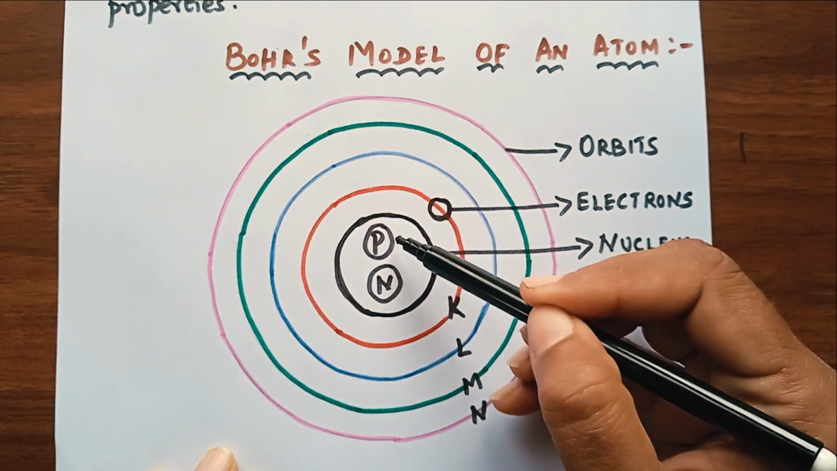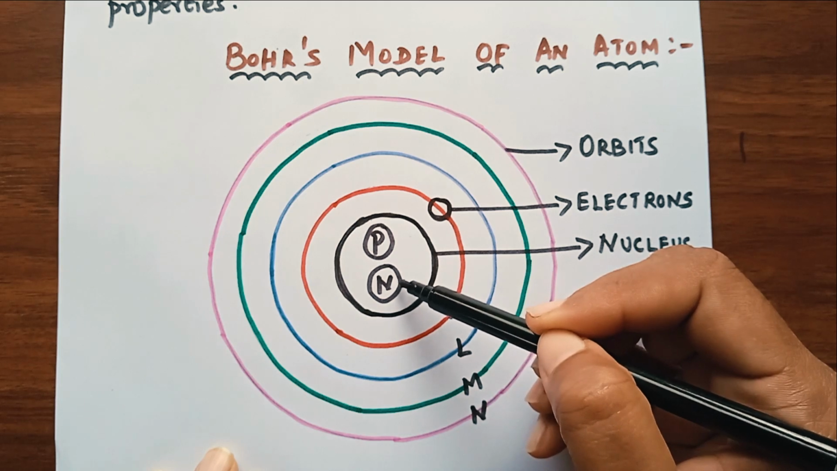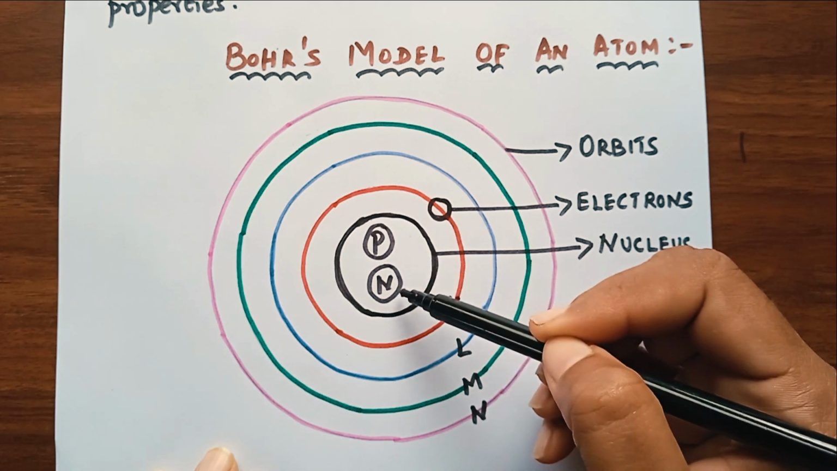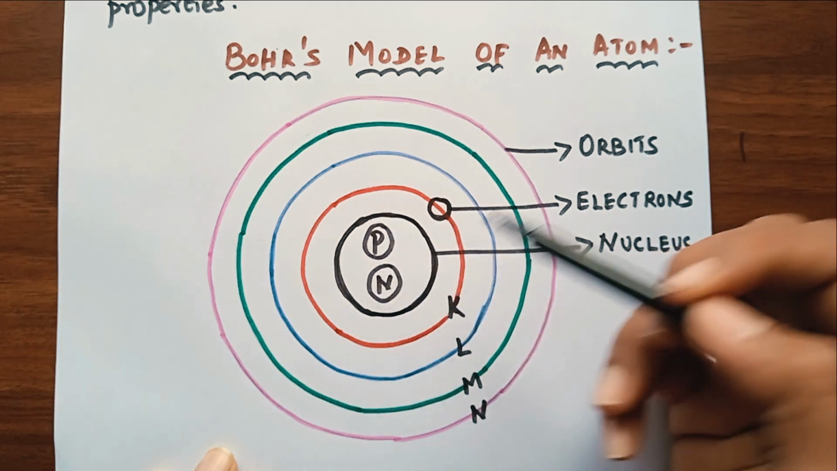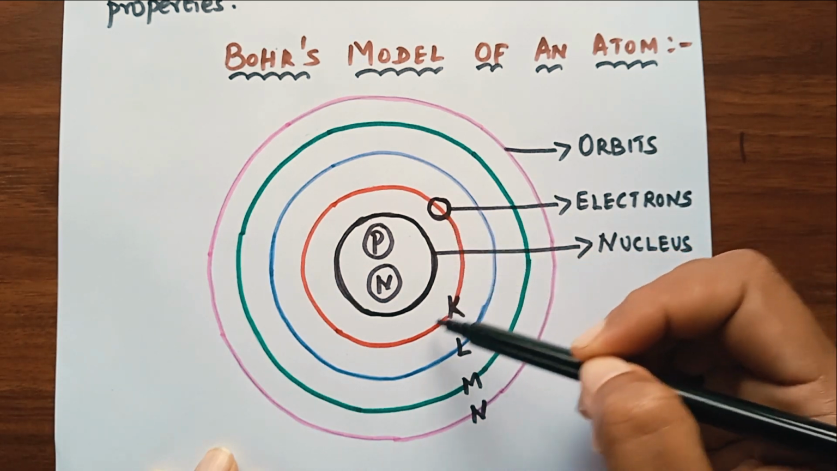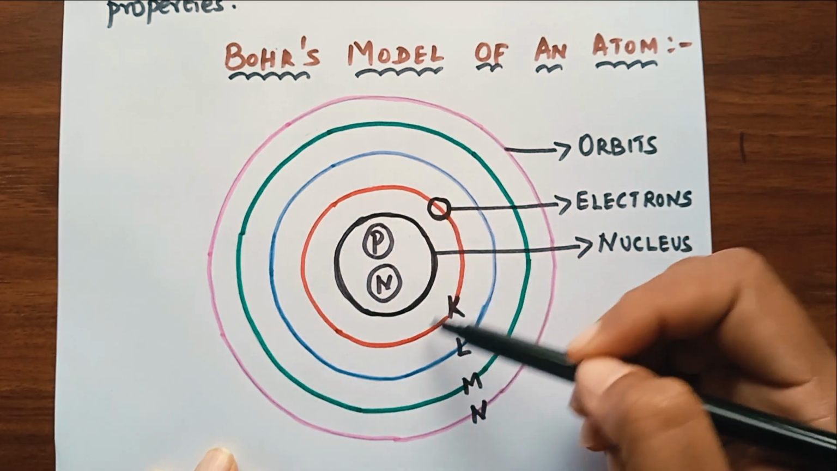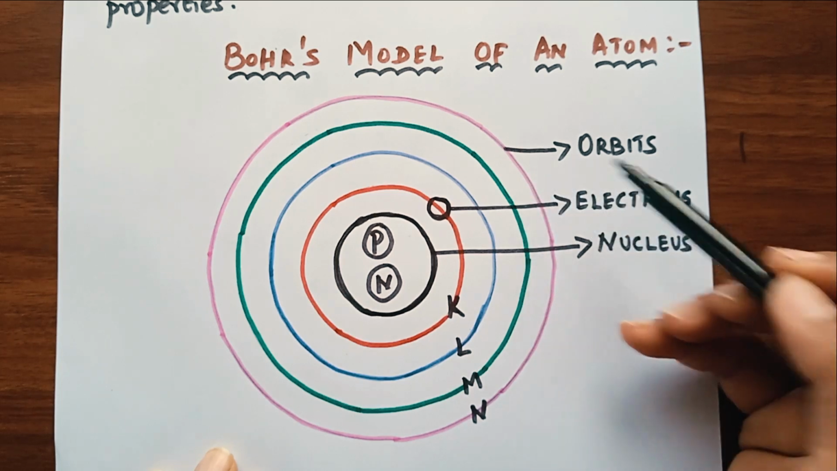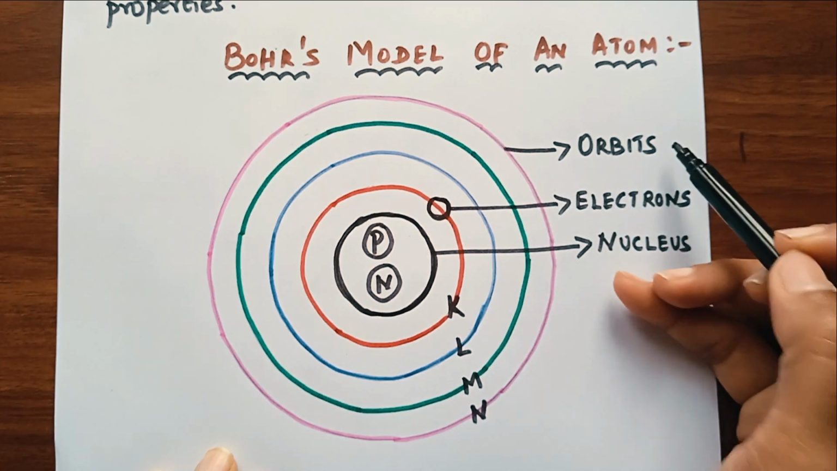Inside the nucleus we have protons and neutrons. Protons and neutrons will be present inside the nucleus and electrons will be revolving in a circular path, and the circular path is called an orbit, or it is also called shells.